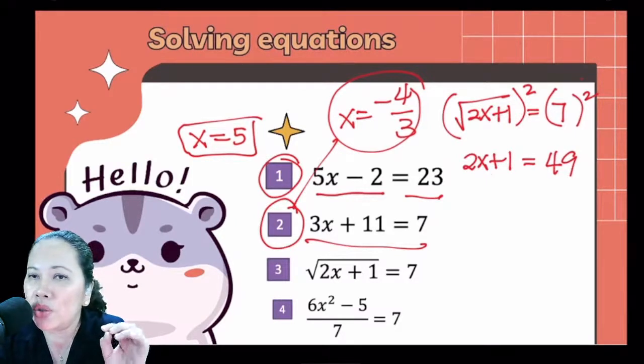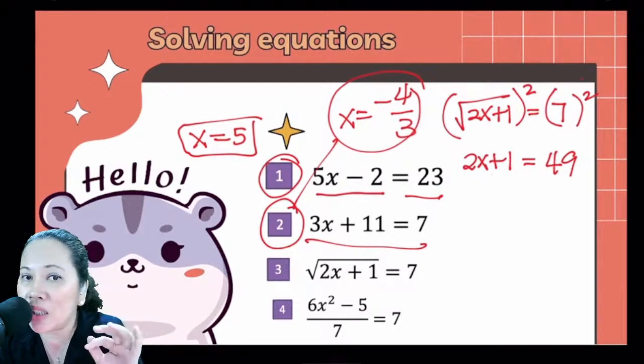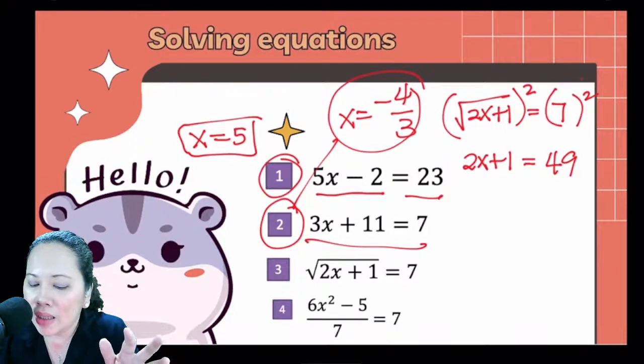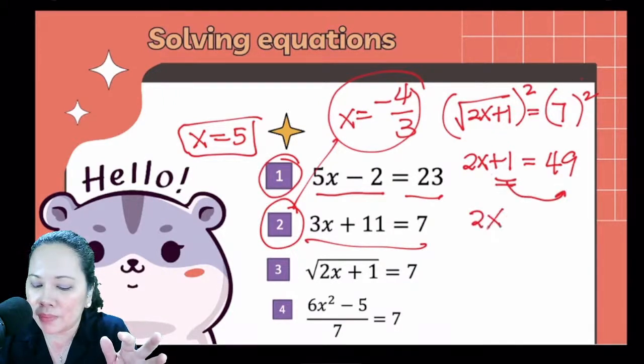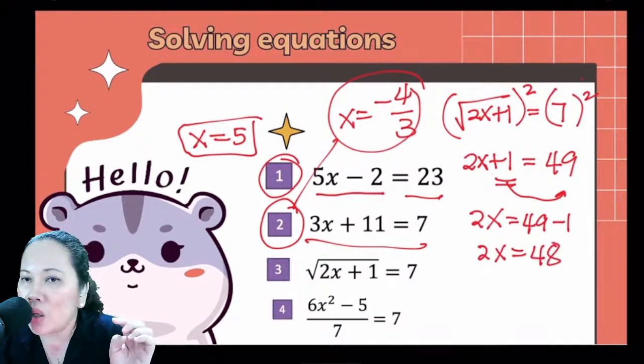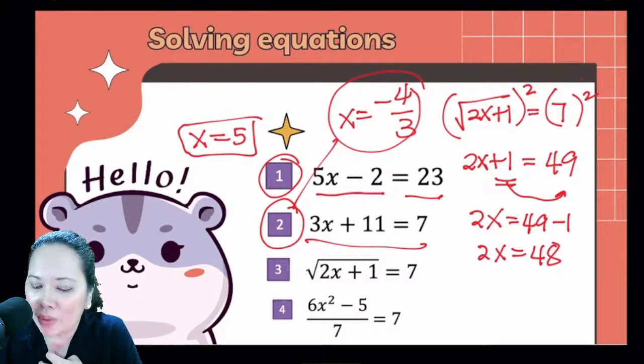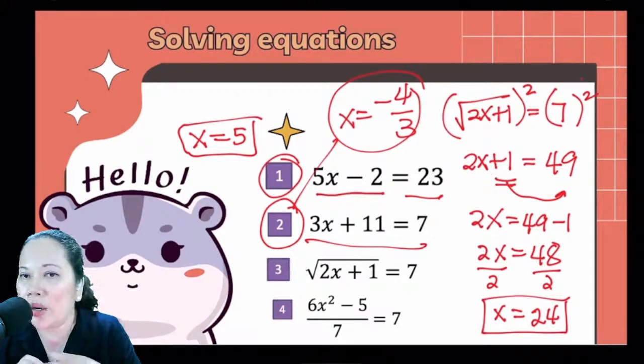So that will be 2x plus 1 equals 49. The square of 7 will be 49. Removing the square root, you will have 49. Then the next step is you transfer plus 1 to the other side. So it will be 49 minus 1. That will be 48. Then you divide both sides by 2. X will be 24.